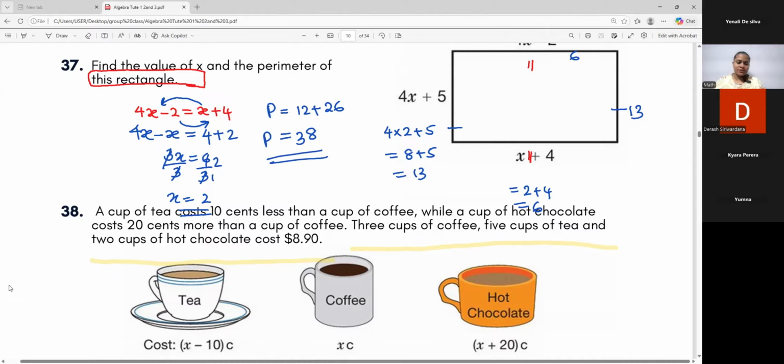So all these costs are given in cents. This c means cents. Dollars and cents, like rupees and cents, pounds and pence. c means that. x minus 10c means x minus 10 cents. x cents. x plus 20 cents. So you need to convert cents and dollars also.